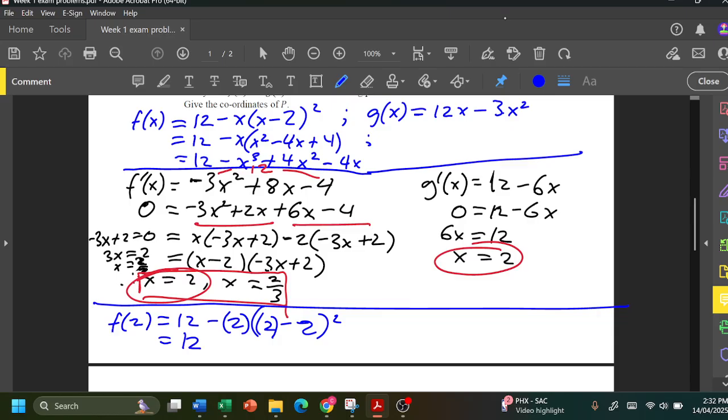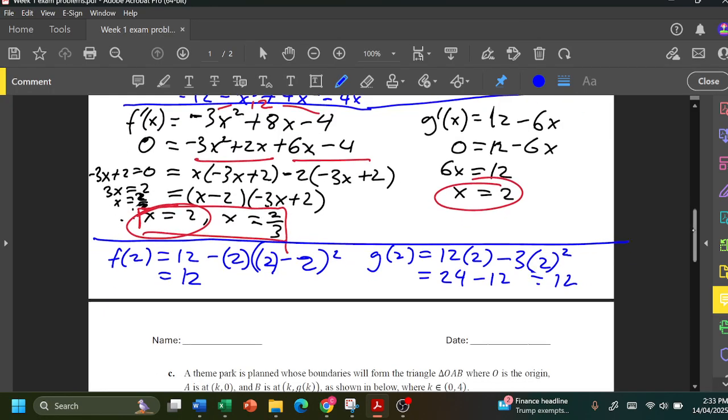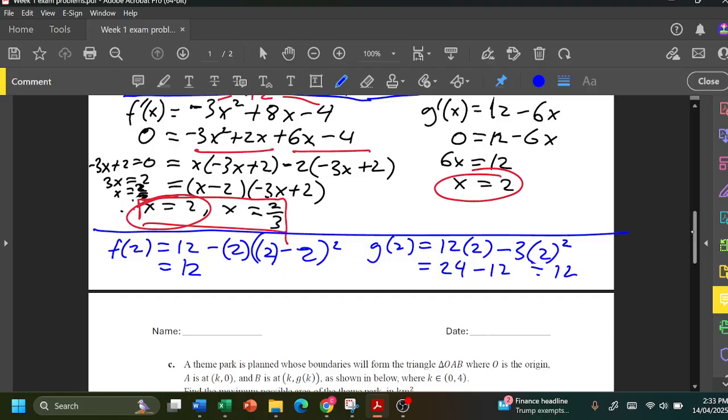And meanwhile, if I substitute in x equals 2 into the function g, what are we going to get? Well, we're going to get 12 times 2, take away 3 times 2 squared. Now, 2 squared is just equal to 4. So this is going to be equal to 24 minus 3 times 4, which is 12, which is equal to 12. So we can see that both f and g are equal to 12 at this point, which is to say that they are both equal to the same y value at this point.